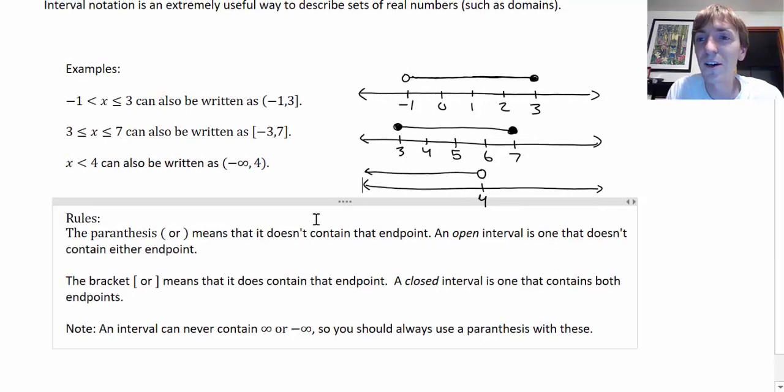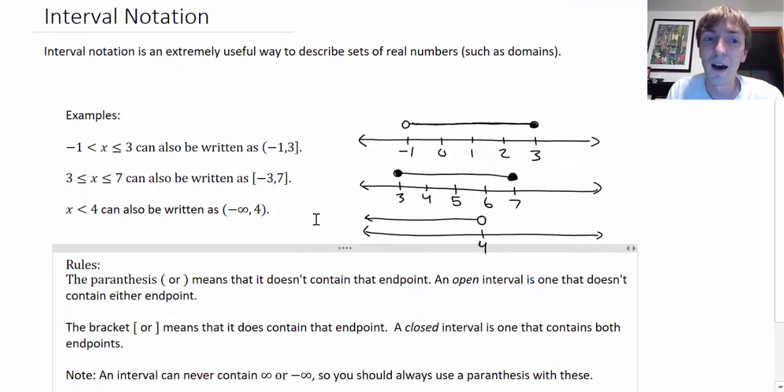So this is a good place to pause, make sure you get this written down, and think through this and make sure these words make sense. It's a lot of terminology, but it's going to help us write sets.